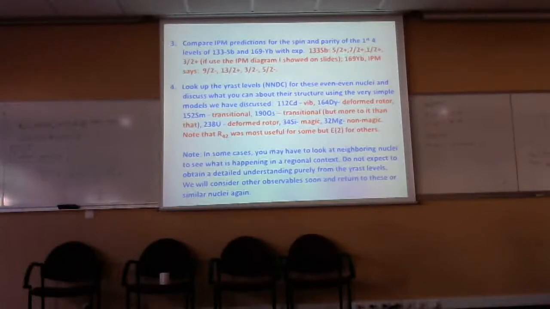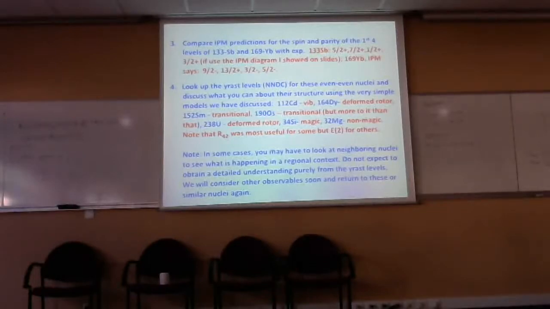Well, it's a good rotor. It's not a perfect rotor, because perfect would be 3.33, and we will see where those small differences can be important later. 152 samarium has an R42 value of 3.01, and so you said it's transitional. Most of you got that right, which is good.